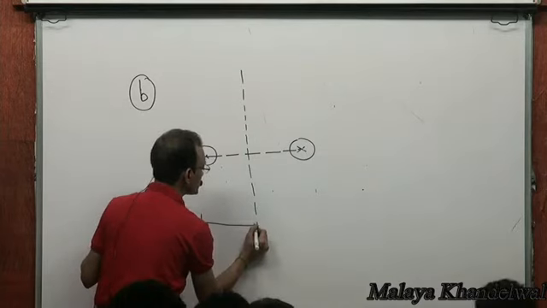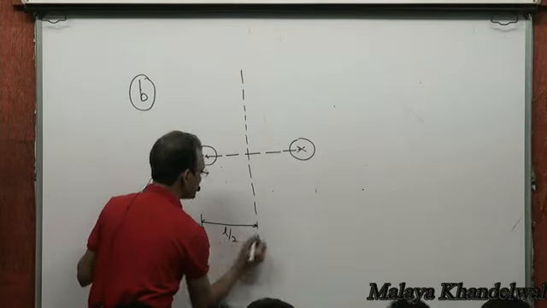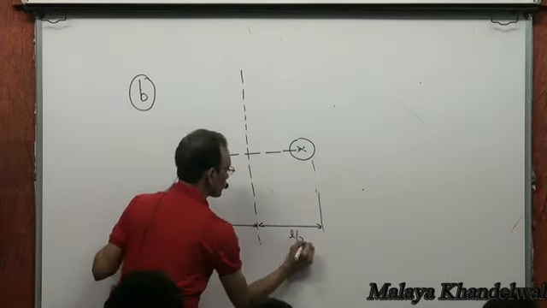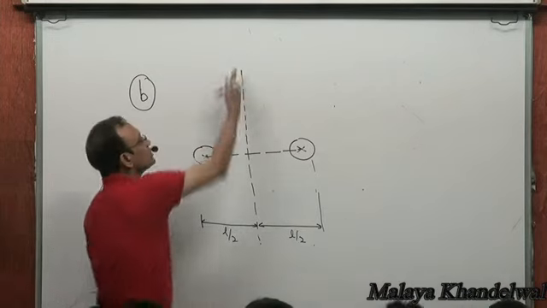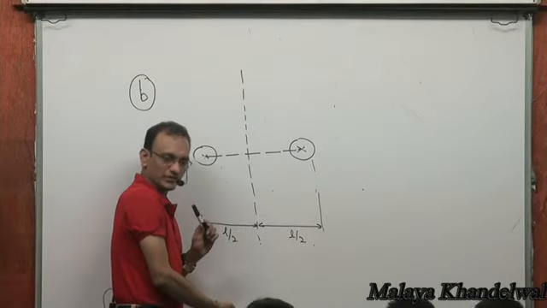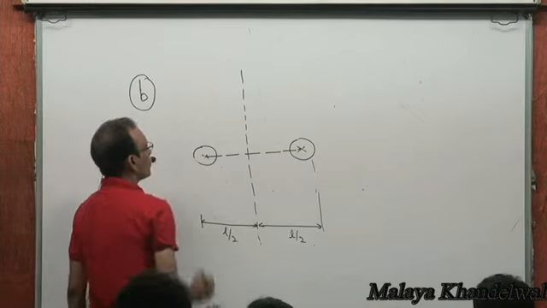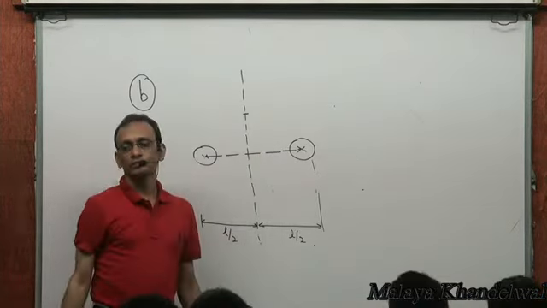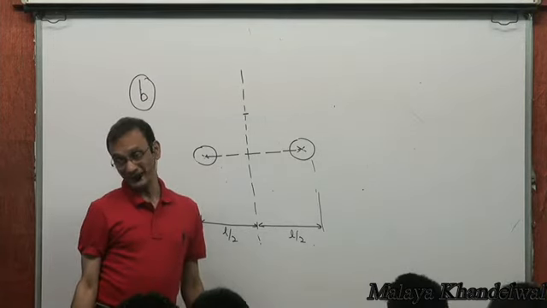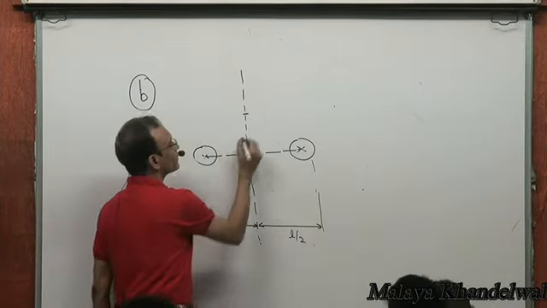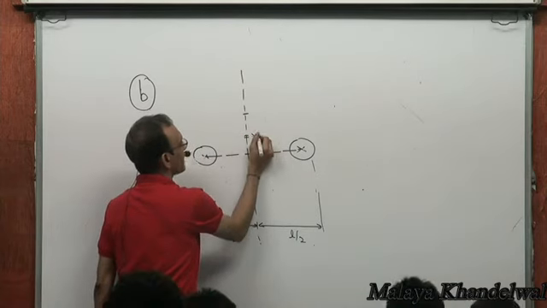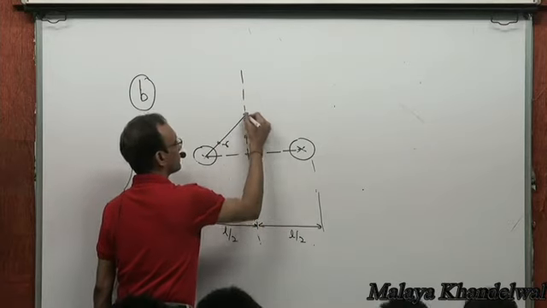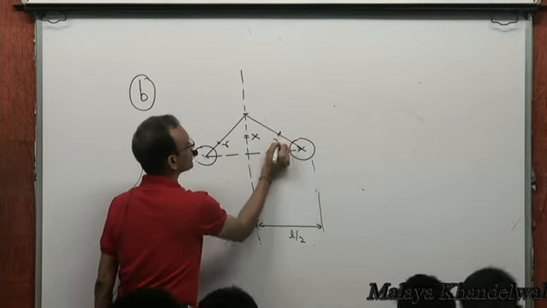That means this is L by 2 and this is also L by 2. This is the plane of symmetry. On this plane of symmetry, I want to identify a point where the electric field would be a maximum. Say this distance is x. This is R and this is R.